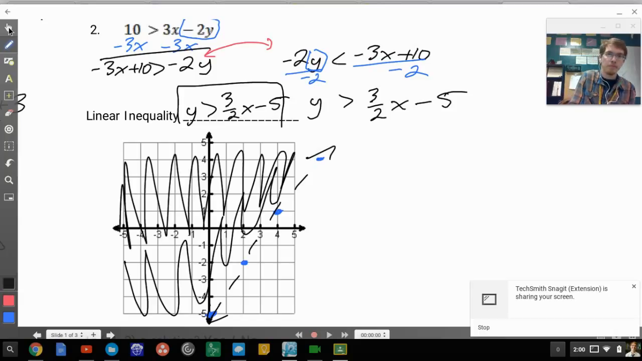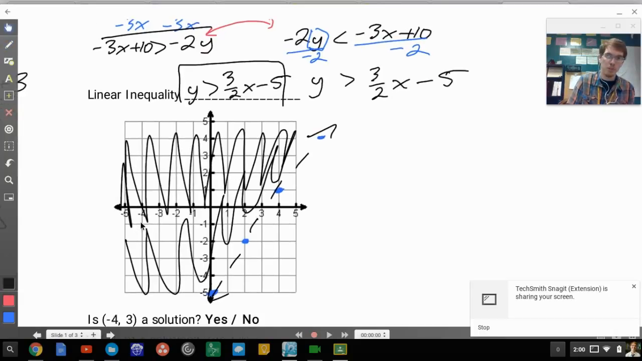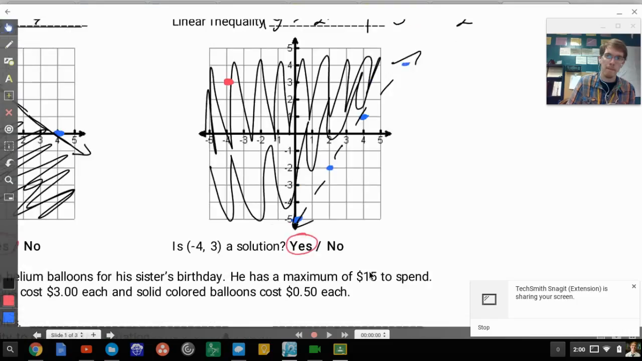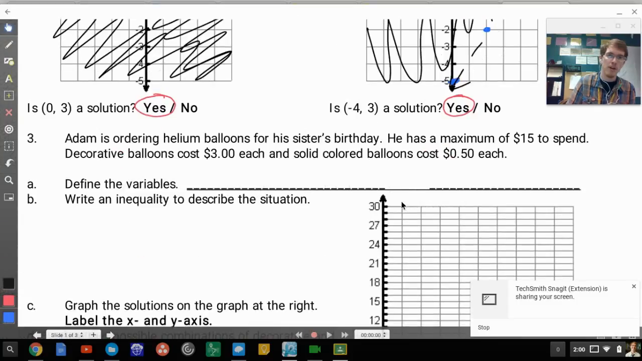Now to determine if what we have is a solution, negative 4, 3. Yeah, that point is definitely in the shaded area, so it is a solution. It is a solution. All right, number 3.